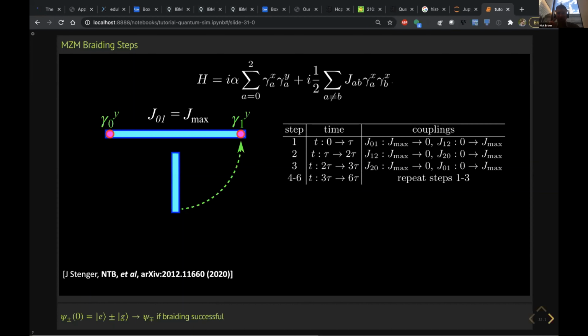Okay, so essentially we have this time-dependent Hamiltonian we want to change. We're going to go from 0 to 6 tau, so each braid step is just tau. But we're going to break the simulation up into time steps, and I'm going to talk about that in a moment as well.